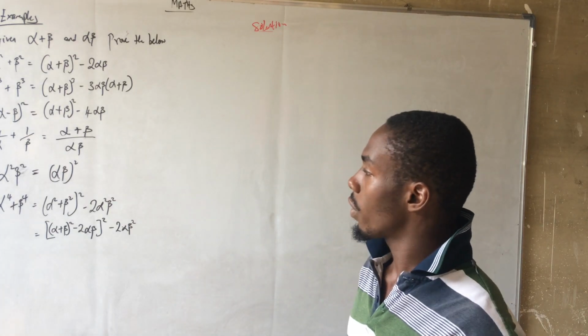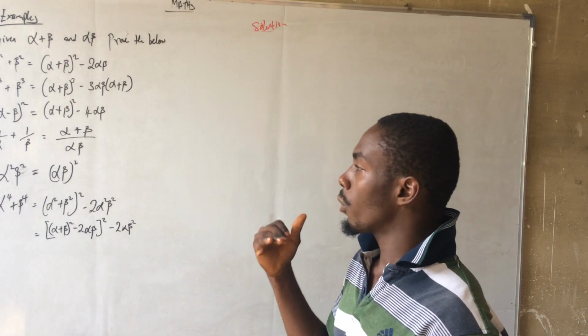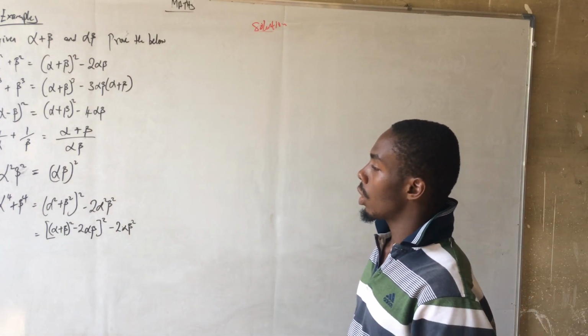In this video I'll be starting from number 4 to number 6, but I'm going to start from number 6 because number 4 and number 5 are pretty simple. So I'll go to part number 6.